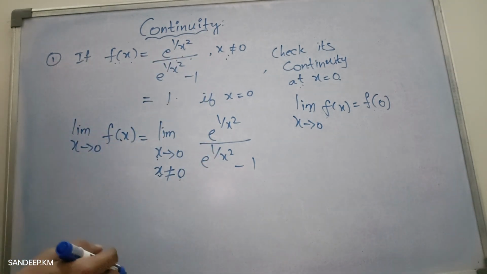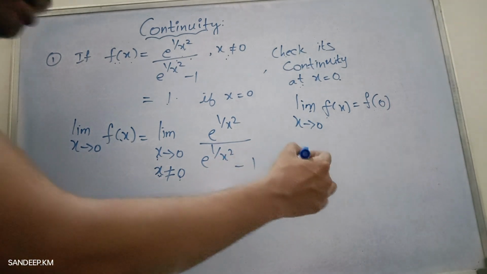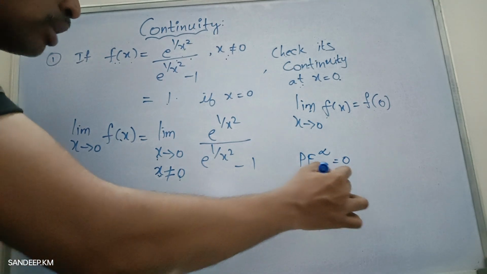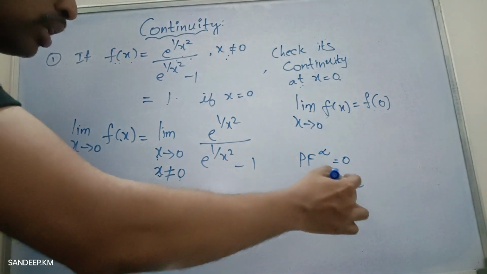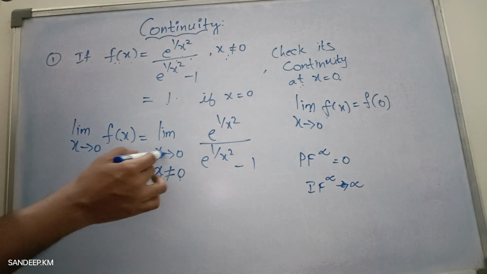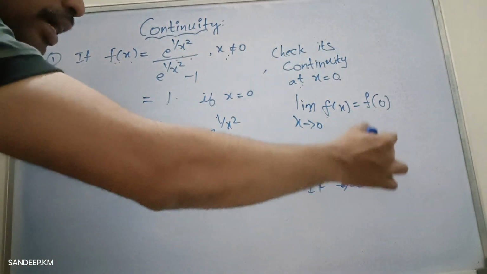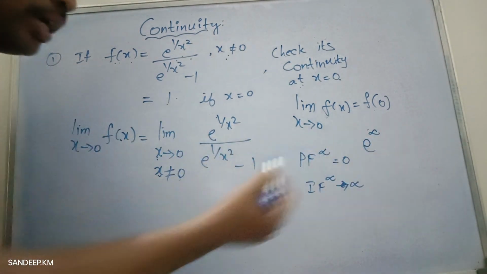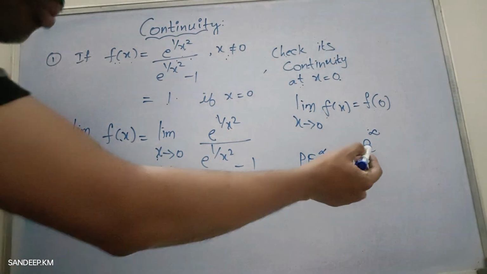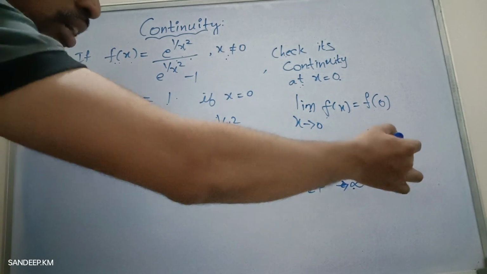And already in limits at infinity concept, we have discussed that proper fraction power infinity is 0 and improper fraction power infinity is infinity. It is approaching infinity. We have already discussed. In case if you directly substitute x as 0 here, you will get e power 1 by 0. You will get e power 1 by 0. 1 by 0 is infinity. e value is approximately 2.71. 2.71 is a improper fraction. Improper fraction power infinity is infinity.